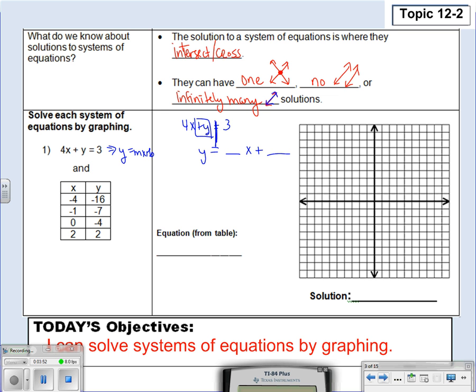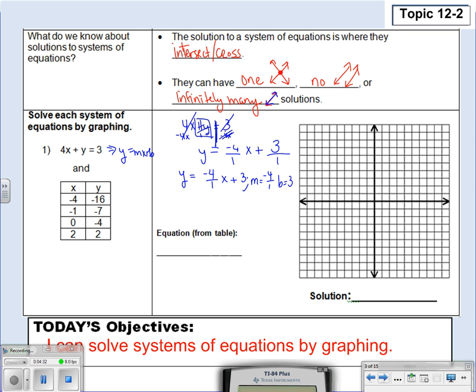Draw our line. The 3 is already on the right side away from the y, so we drop it down to the last blank because it doesn't have an x. The 4x, we're going to move it to the other side by subtracting 4x from both sides. That means that when I subtract 4x from both sides, I will have a negative 4 in front of that x. And lastly, there's an understood 1 in front of the y, so we're going to divide everything by that 1 in order to be able to get the y by itself. So simplified, we have y equals negative 4 over 1x, and then 3 over 1 is 3. So from this equation, our slope is negative 4 over 1, and our y-intercept is 3.